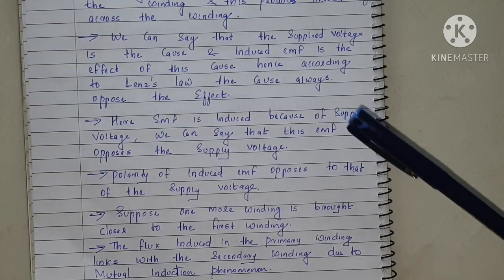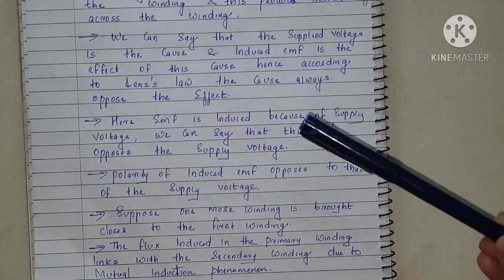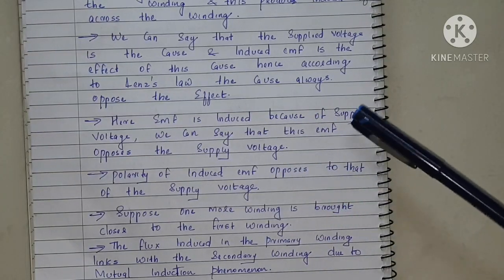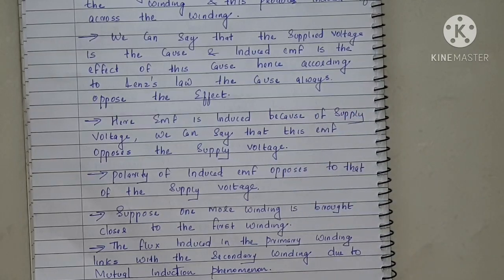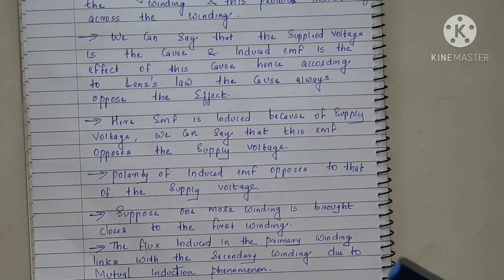So, according to Lenz's law, the effect always opposes the cause. Here, EMF is induced because of this cause, that is, the supply voltage. So, we can say that the induced EMF opposes the supply voltage. The polarity of the induced EMF opposes that of the supplied voltage.